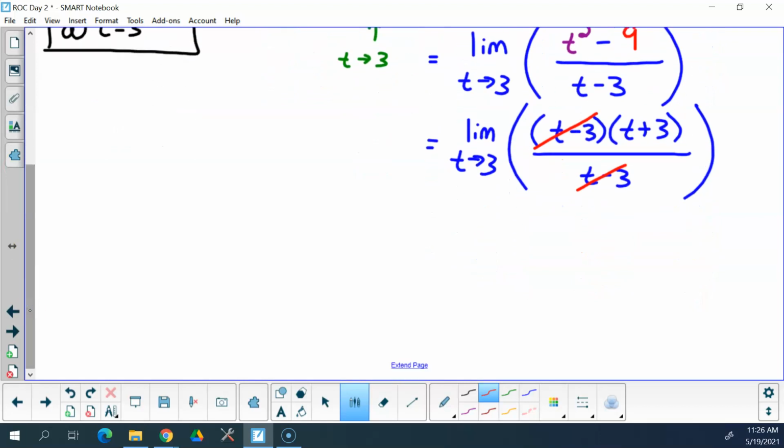So that leaves me with the limit as t approaches 3 of just t plus 3. My next question is, can I now send t to 3? And if I do, will I be dividing by 0? If I send t to 3, do I divide by 0 now? If I put 3 in for t, will I be dividing by 0?